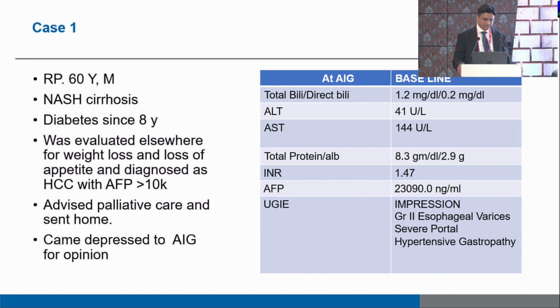This is a 60-year-old male, NASH cirrhosis, diabetic for 8 years, evaluated elsewhere and found to have HCC because of weight loss and loss of appetite. Alpha-fetoprotein done there was more than 10,000. He was advised palliative care and sent home. He came to AIG for a second opinion. He was depressed. His baseline lab values were good. His bilirubin was 1.2, albumin 2.9, INR 1.47, but AFP was 23,000. Endoscopy showed grade 2 varices with severe PHG.